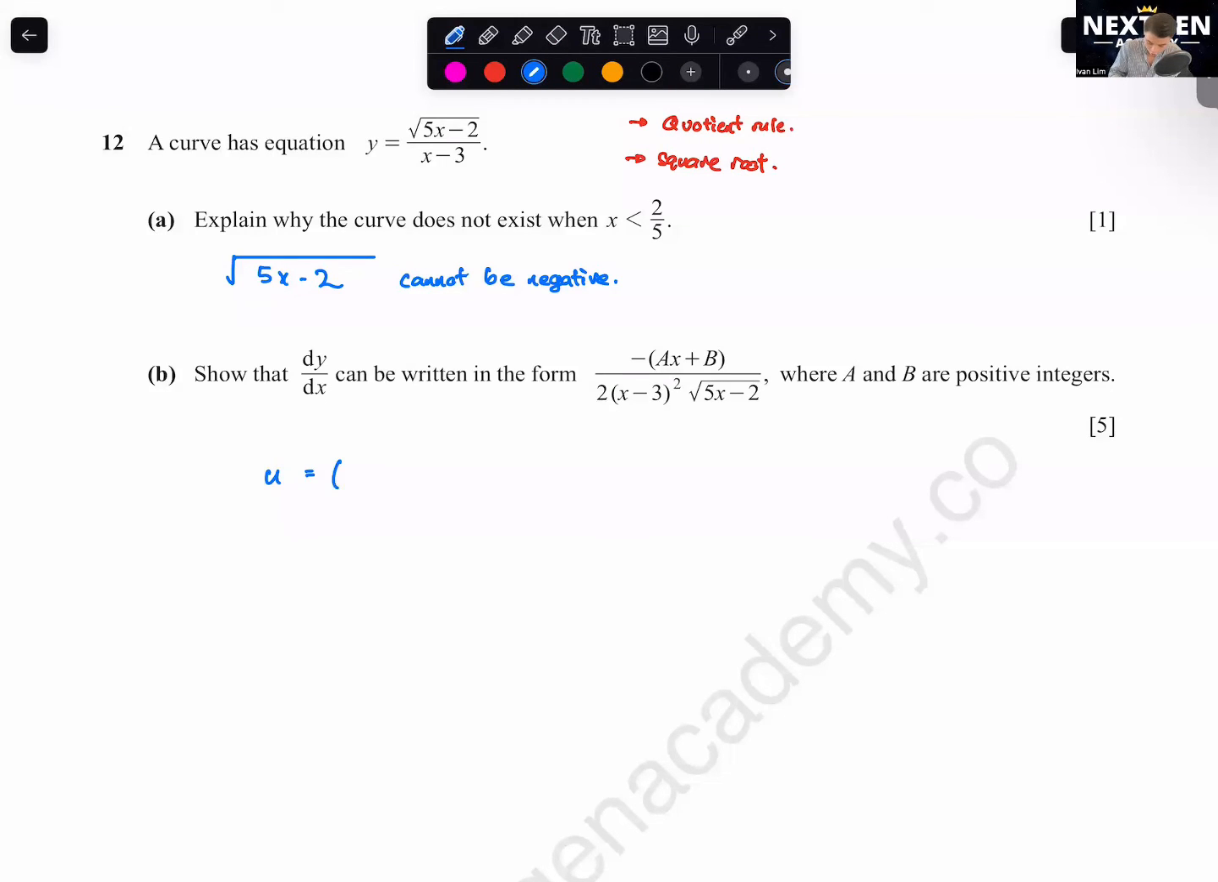So you write here, u is equals to 5x minus 2 to the power 1 over 2. v is equals to x minus 3. u prime, if we differentiate this, you get 1 over 2, 5x minus 2 to the power negative 1 over 2, multiplied by 5. So you get 5 over 2, 5x minus 2 to the power negative 1 over 2. v prime, you will get 1.